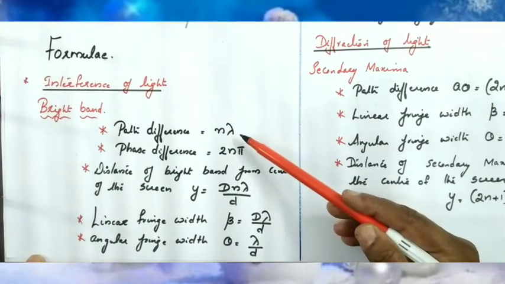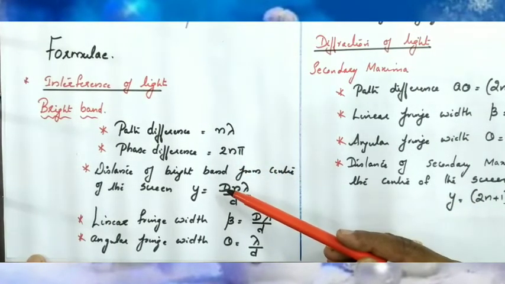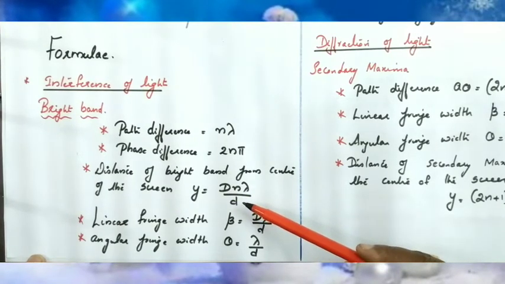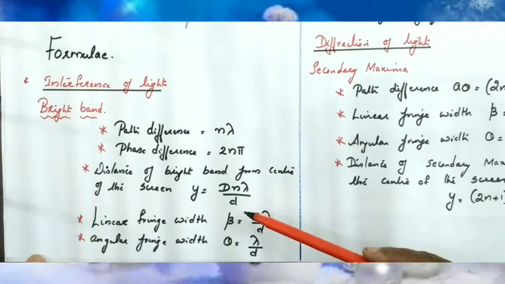Here lambda is the wavelength. Capital D is the distance between coherent source and the screen. Small d is the distance between the two coherent sources.